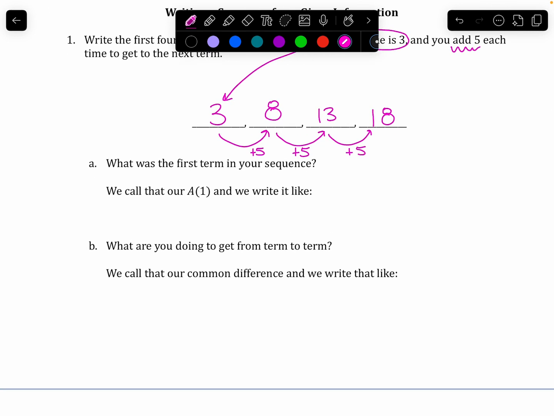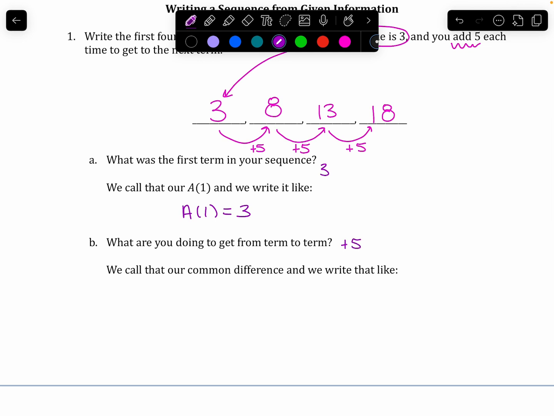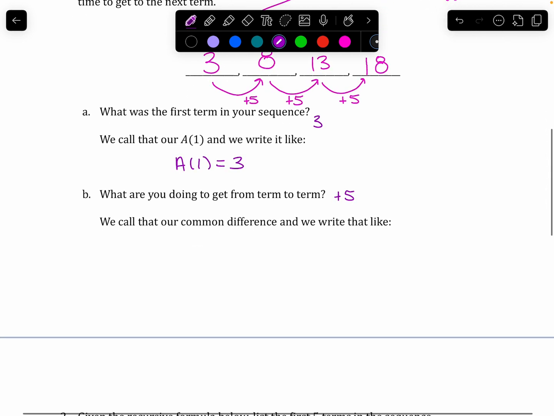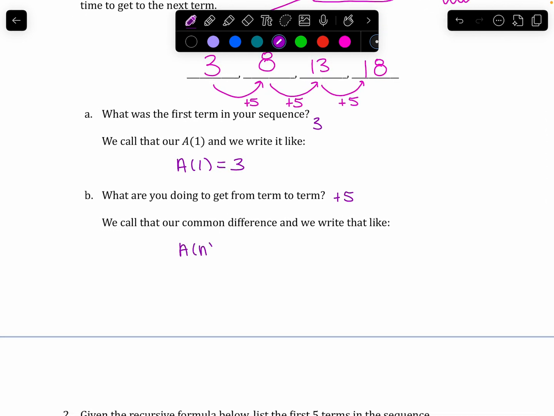So part A says, what is the first term in your sequence? It was the number 3. We call that our A of 1, and we write it like this: A of 1 equals 3. It was the first term in my sequence. I'm writing it down there. What are you doing to get from term to term? You are adding 5. We call that our common difference, and we write that like A of n equals A of n minus 1 plus 5.